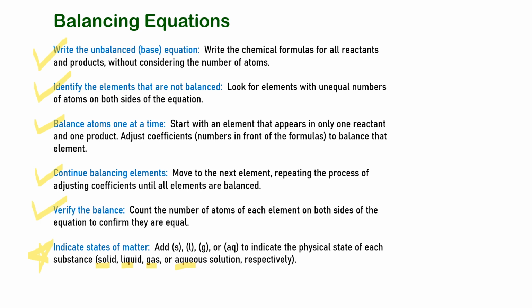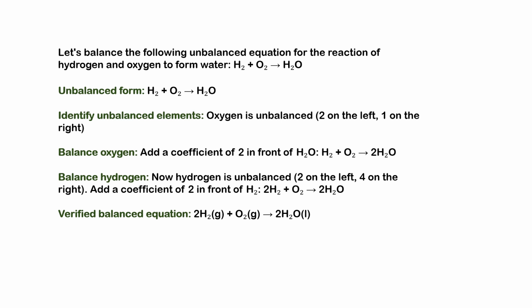And now moving on, we'll balance an example now. Let's balance the following unbalanced equation for the reaction of hydrogen and oxygen to form water. H2 plus O2 becomes H2O. Write the unbalanced form of the equation. H2 plus O2 is H2O.